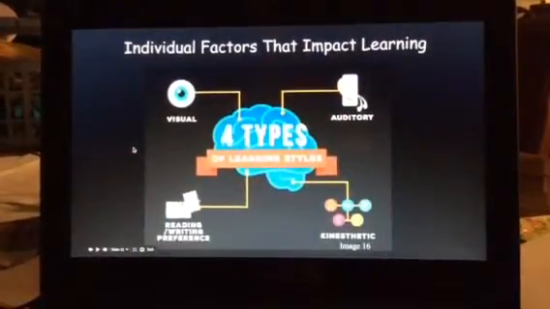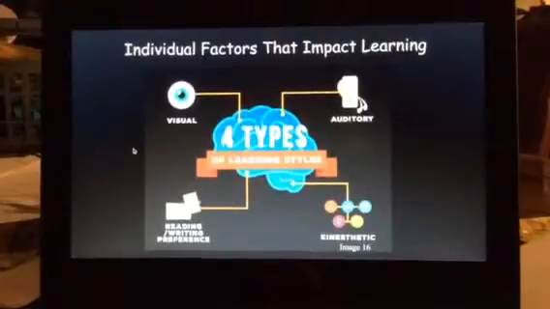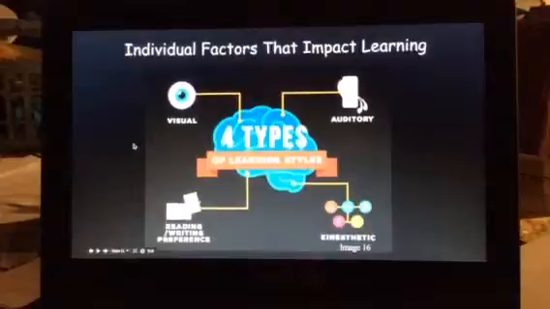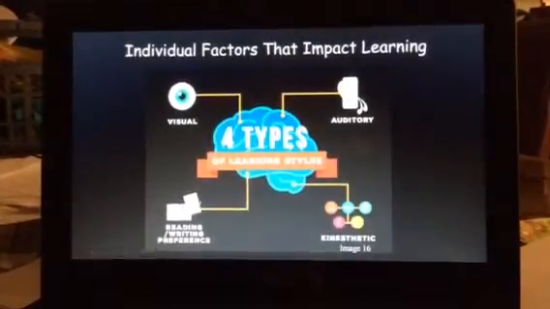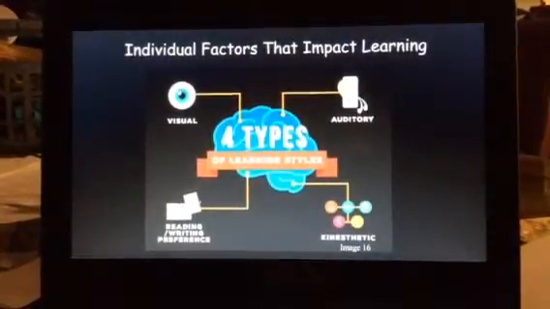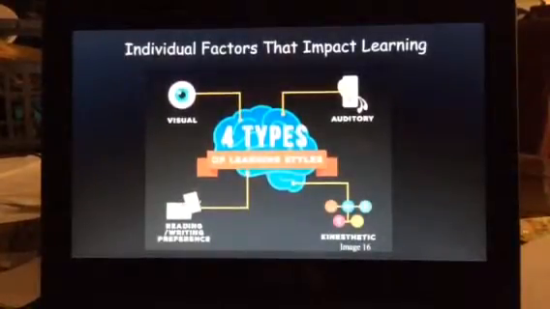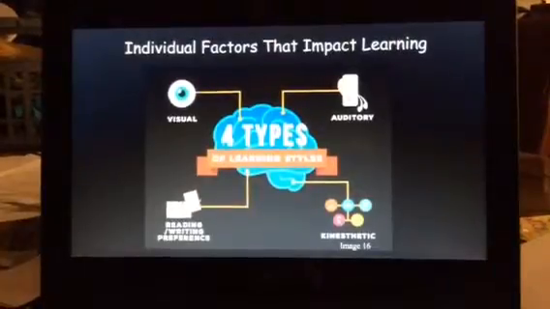So now that we know all this, we can take into account individual factors that impact learning. There are a bunch of learning styles as identified by Howard Gardner, but if we wanted to streamline the learning styles, we can break them down into visual, auditory, reading and writing preference, and kinesthetic. So if we understand how the brain works and then use some sort of learning survey to figure out what kind of learners our students are, we can help students to make connections to what they already know so that their new learning can be as powerful as possible.